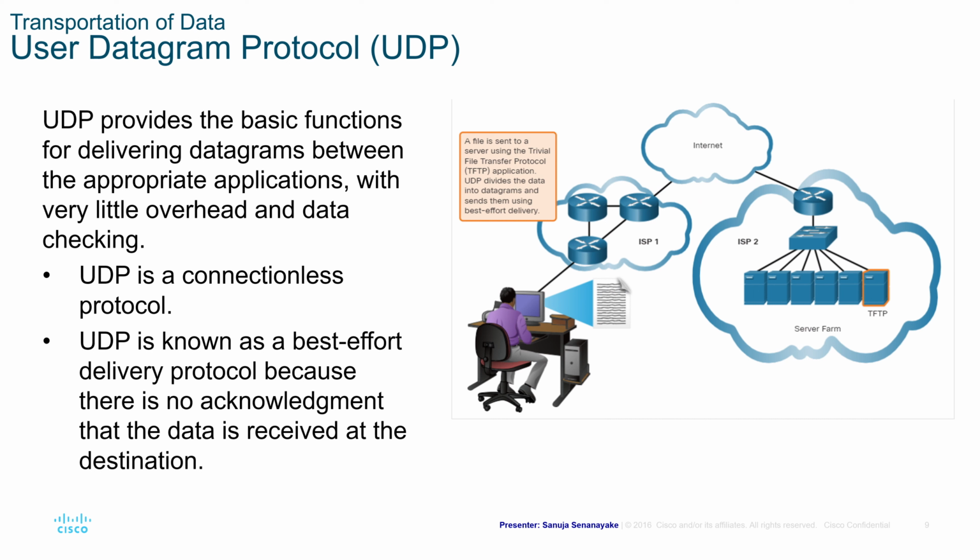User Datagram Protocol, or UDP. UDP provides the basic functions for delivering datagrams between the appropriate applications with very little overhead and data checking. This is a very important concept. The reason why we use UDP is that it has very little overhead. UDP is a connectionless protocol. UDP is known as the Best Effort Delivery Protocol because there is no acknowledgement that the data is received at the destination.